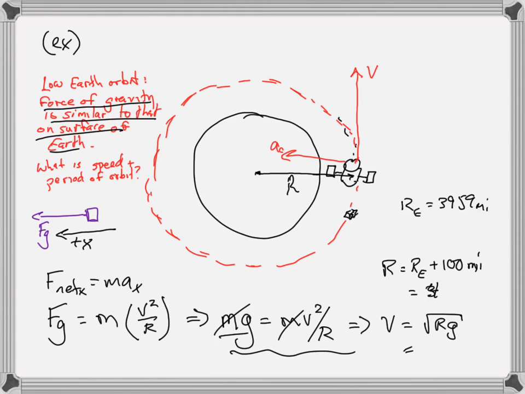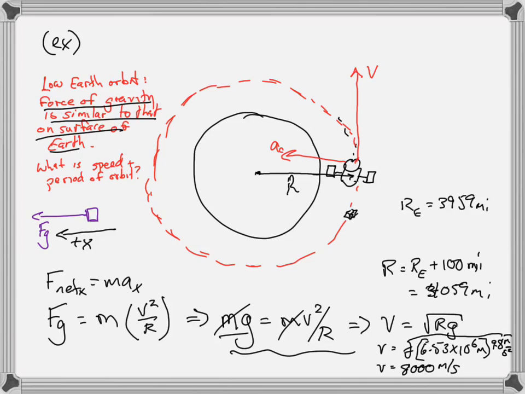4,059 miles, which we need to turn into meters. Convert 4,059 miles to 6.53 times 10 to the 6 meters, multiply it by g, 9.8, take the square root, and the speed of the satellite is exactly 8,000 meters per second. So that's how fast the space station is moving. That's how fast a low Earth satellite moves, 8,000 meters per second. That's 16,000 miles an hour.